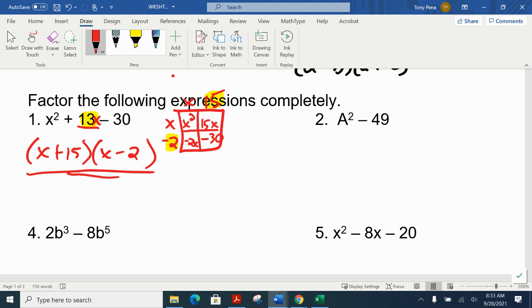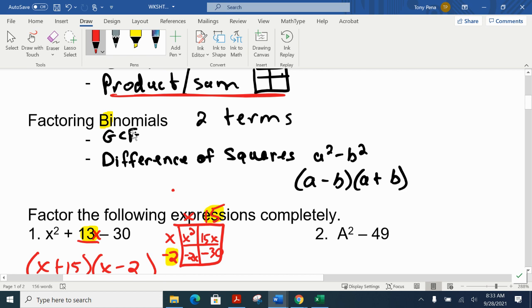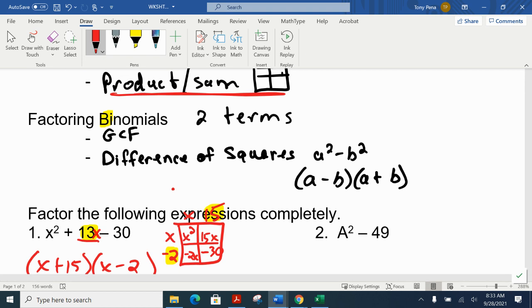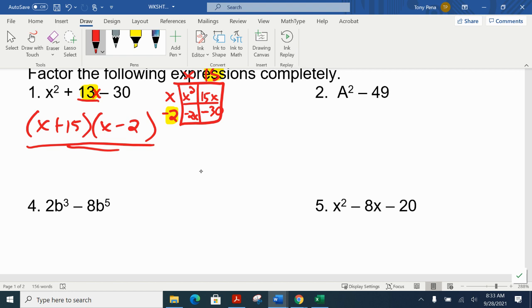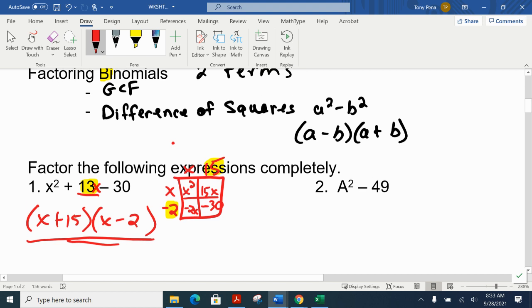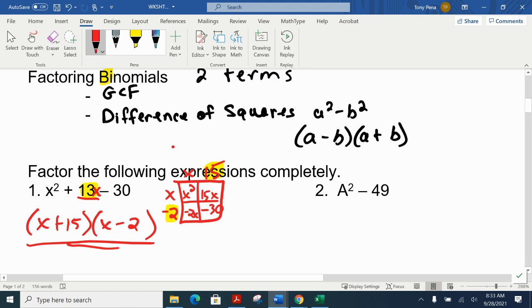Okay. We go to number 2. It is a binomial. So if we look at the little guide we have at the top of our paper, for a binomial, we first look to see, is there a greatest common factor? Is there a greatest common factor between a squared and 49? No. So then the only other option is, do we have a difference of squares? So that would mean that we need a difference, which we definitely have. And then this is a perfect square, and then that is a perfect square. So this one factors pretty quickly to be an a minus 7 and an a plus 7.